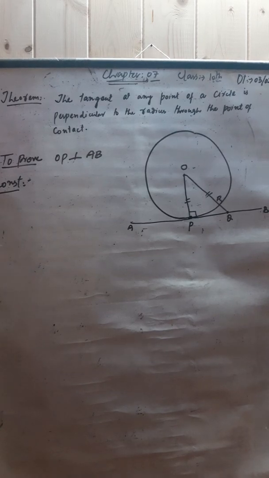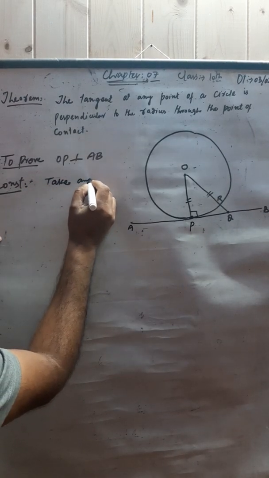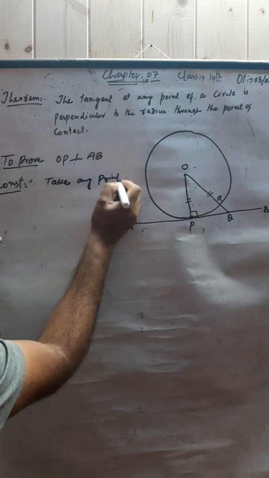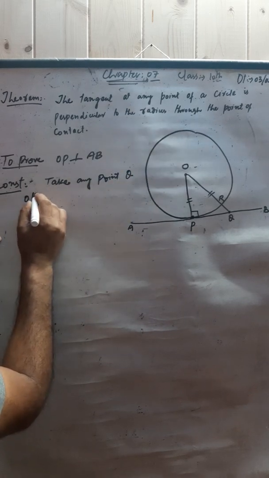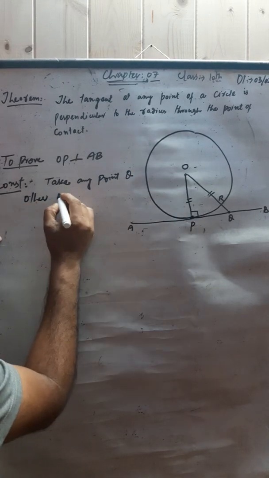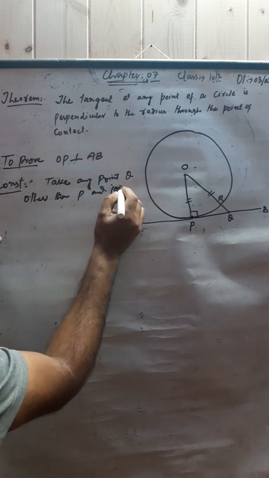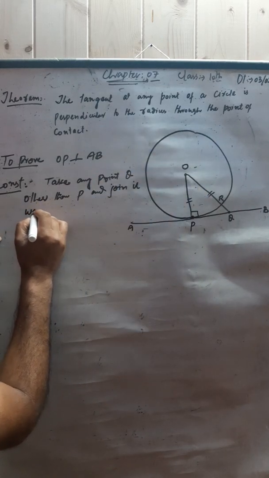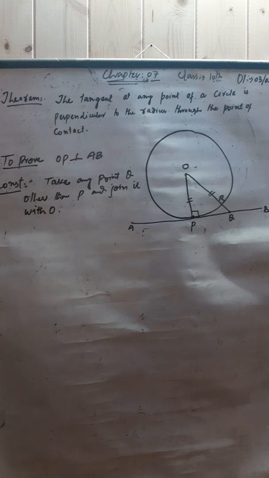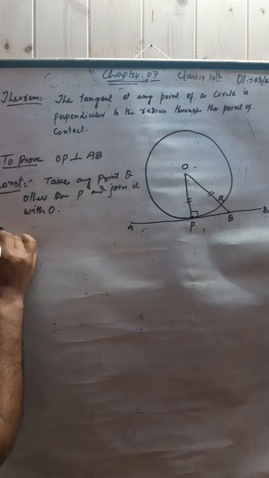So in construction, simply we will write: take any point Q, other than P, and join it with the center O. Once we join it with O, then we will take the proof.